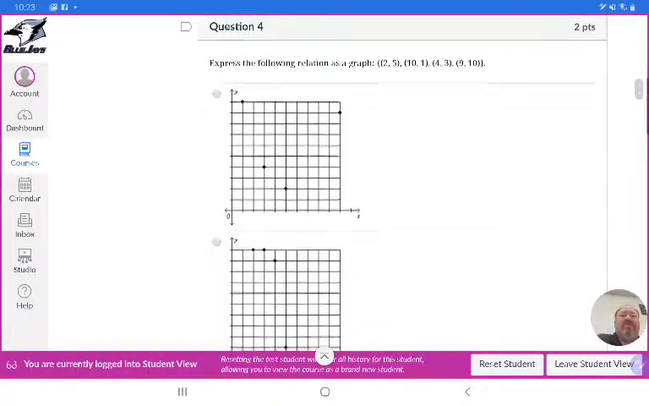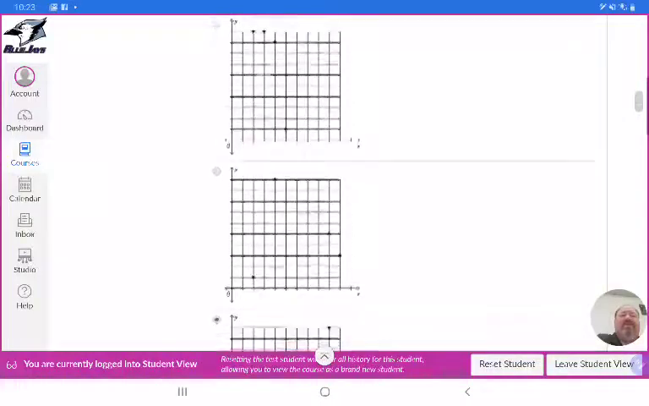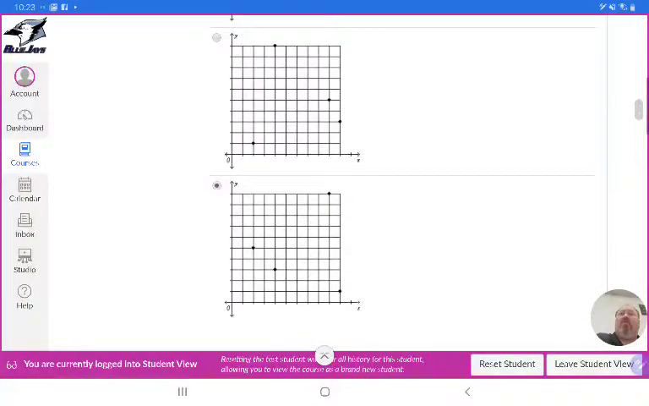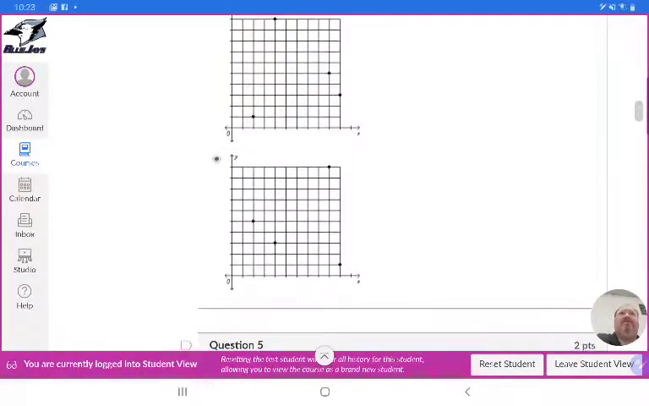Well, the first one does not have 2, 5. The second one does not have 2, 5. The third one does not have 2, 5. The fourth one does have 2, 5. So we go to the right 2 from 0, then up 5, and we have one. If more than one graph had a 2, 5, then you would just go to the next point and see if that point's there and so forth. But since they don't, you know automatically it's the last graph. Make sense? All right.